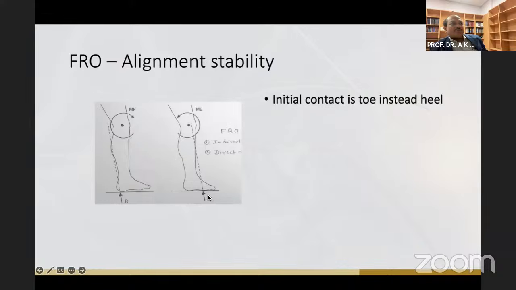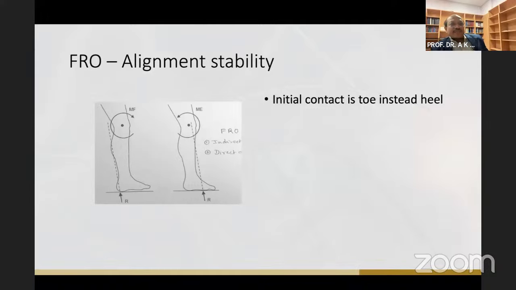So if the toe contact occurs first, the whole of the body weight, the center of gravity, will come in front of the knee joint and go directly towards the ground. And depending on Newton's third law, there is an opposite ground reaction going above it. So if there is an orthosis, through the orthosis that ground reaction force goes above, in front of the ankle, in front of the knee, and if there is some anterior bar, it pushes the anterior bar behind to keep the knee joint extended. So that is the principle of the FRO, that is floor reaction orthosis.